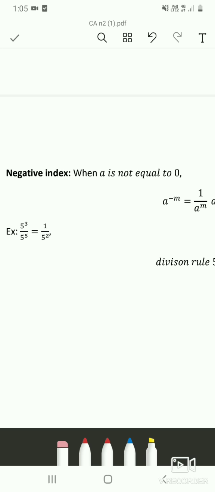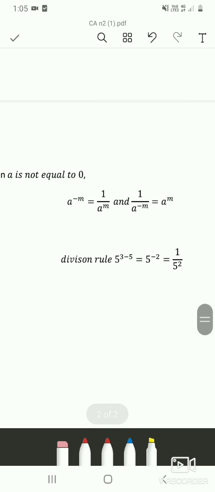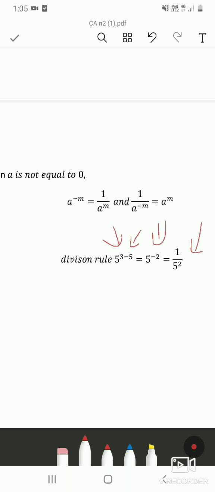Here 5 power 3 divided by 5 power 5. We saw in the division rule, that is the second law, a power m upon a power n can be written as a power m minus n. Here m is 3 and n is 5. So 5 power 3 minus 5 is 5 power minus 2. Using the negative index law you can write it as 1 divided by 5 power 2. So this is equal to 1 divided by 25.